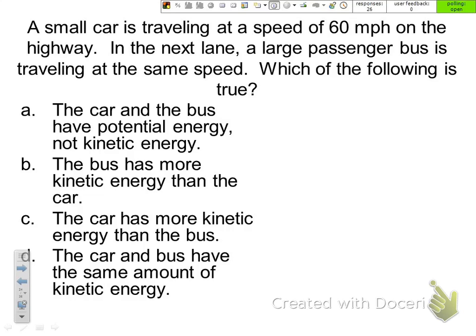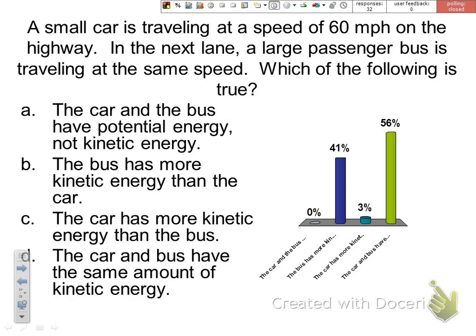All right, I need final answers in 5, 4, 3, 2, and 1. All right, let's talk about this one. We're half and half. The correct answer is B. Okay? All right, so obviously we have a discrepancy here, so let's talk this out.